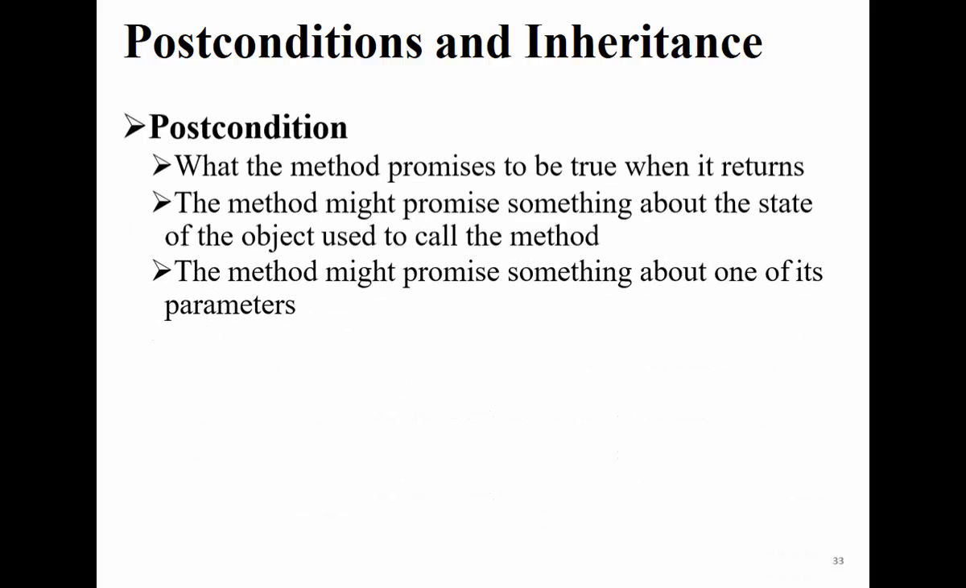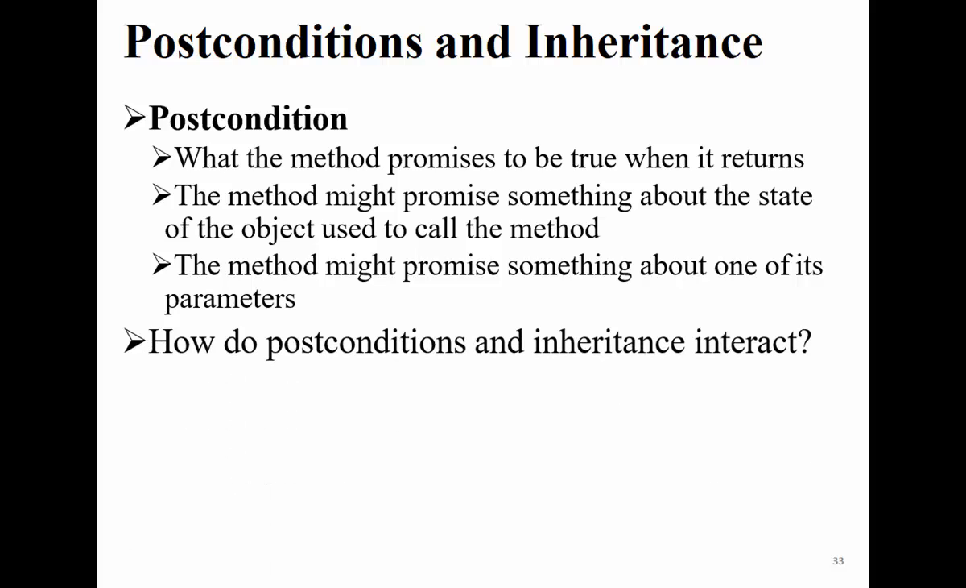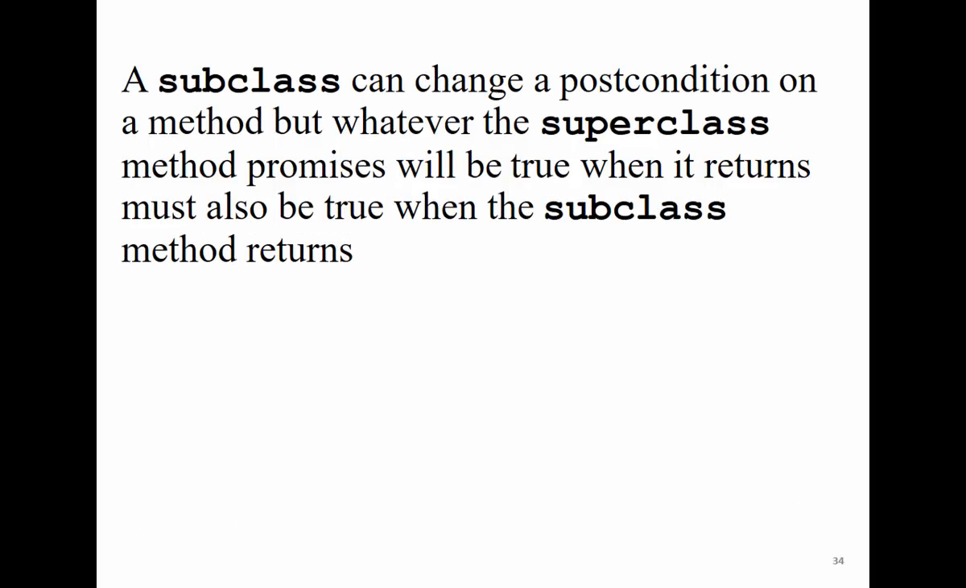That's related to the preconditions. What about the postconditions? The postcondition is a promise from the method. After the method is finished, this should be true when I return to the client. The method might promise something about the state of the object when this method is called, or might promise something about one of its parameters. Okay? All these are postconditions. Now how do the postconditions interact with inheritance?